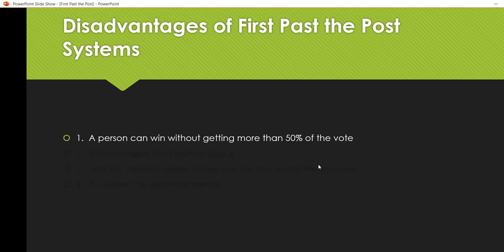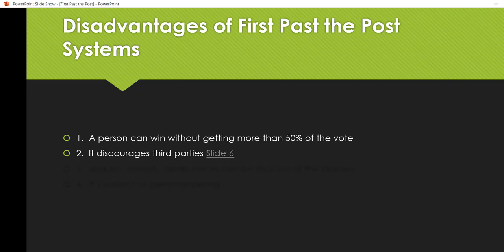First past the post single member districts, one of the disadvantages is that a person can win without getting more than 50% of the vote. And this happens if there are more than 2 political parties running candidates for the office. I'll show you a graph that illustrates this in a second. It sort of ties in with the second disadvantage of first past the post systems, which is that they discourage the development of third parties, because in order to win, you have to get the most votes.